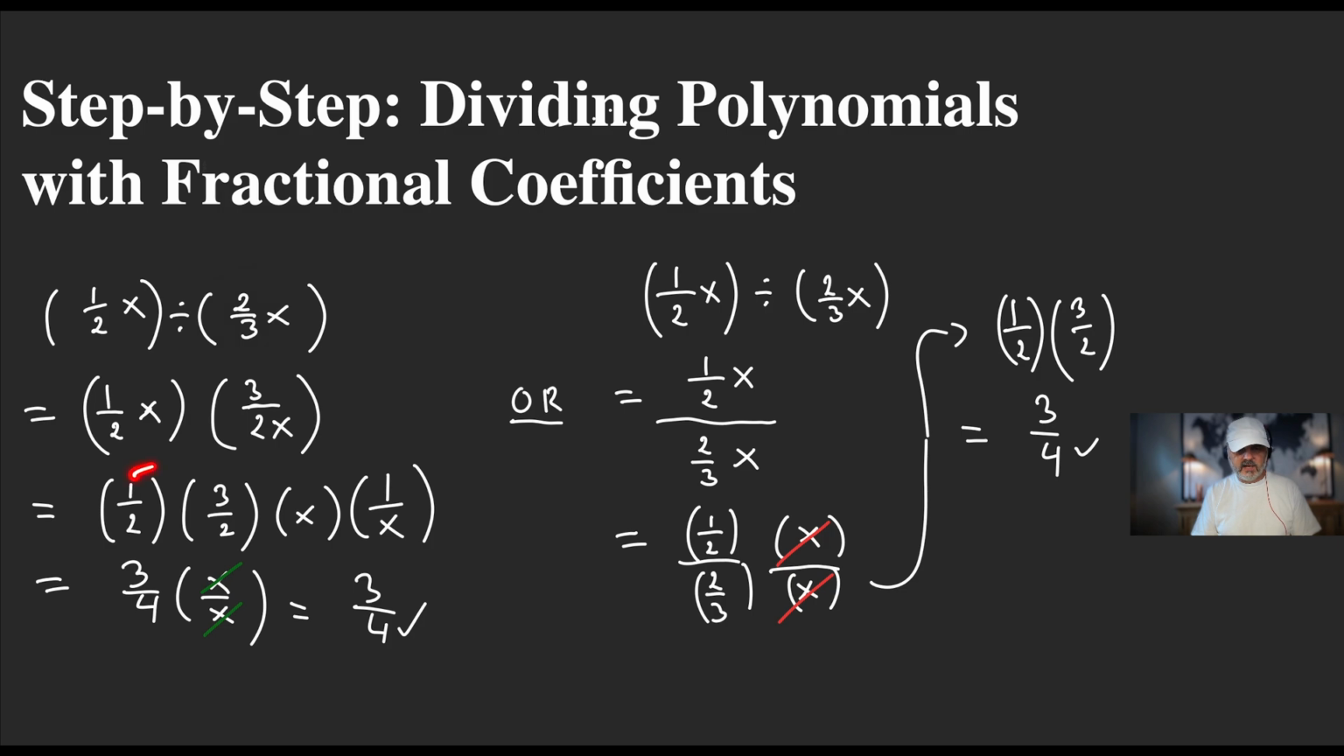When you multiply fractions, you remember the secret is to multiply the numerators together and the denominators together. If you're not sure, you can watch the other videos to review that. So this is 3/4, and x is being multiplied by 1 over x. So you cancel this. Of course, the understanding here is that x is not equal to 0. So please be aware of that.